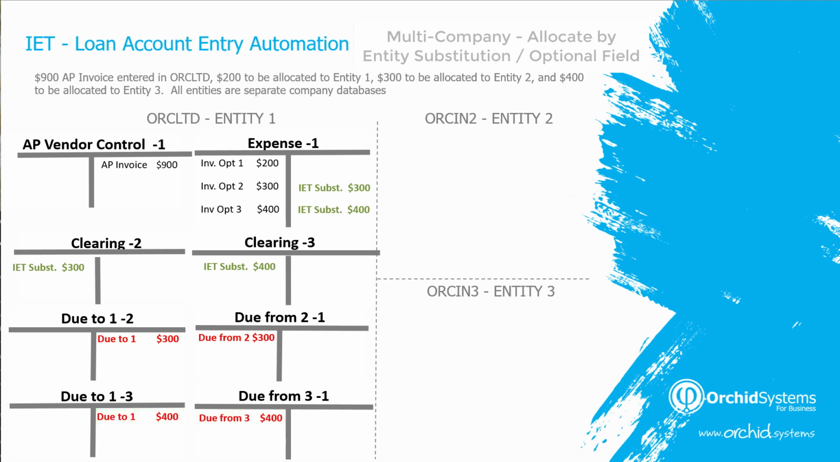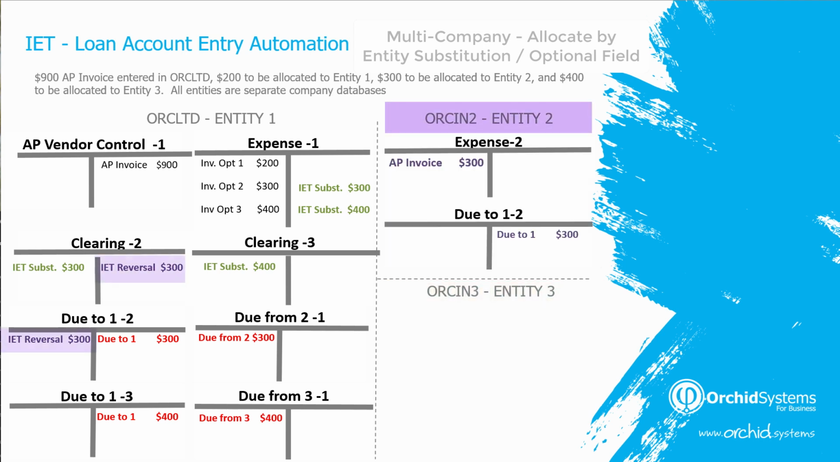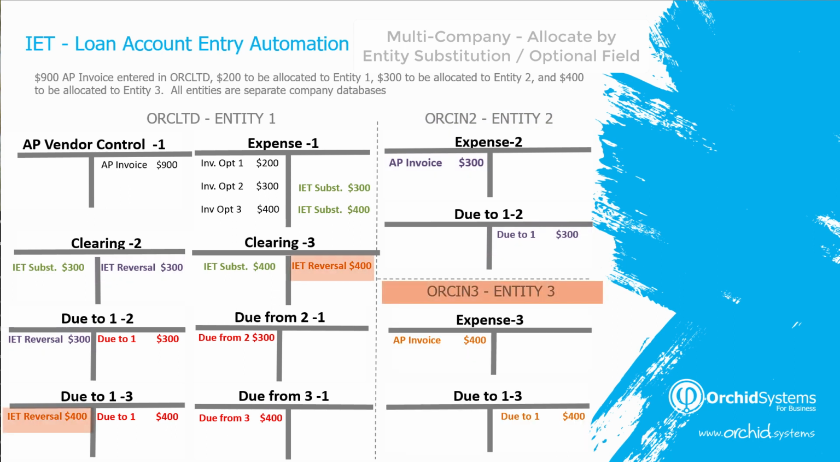And then using the auto reversal functionality, inter-entity transactions will reverse out the transactions belonging to entity 2 and raise the debit to the expense account in Entity 2 in Orchid 2 and the credit to the loan account with Entity 1 in Entity 2. And similarly for Entity 3, the transactions will be reversed out of Orchid Limited and we will debit the expense for $400 in Orchid 3 and credit the loan account with Entity 1 in Orchid 3.